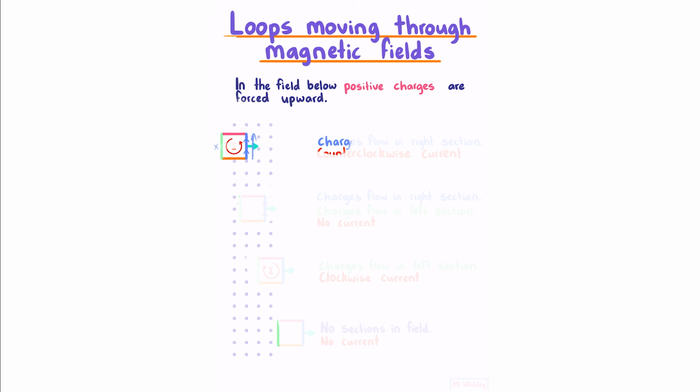And so the charges flow in the right section. As for our top and bottom, although the positive charges experience a force upwards, because there's not a conductor for them to move upwards into, this force has no effect on the current. And so therefore we have positive charges moving up, which is going to result in a counterclockwise current.